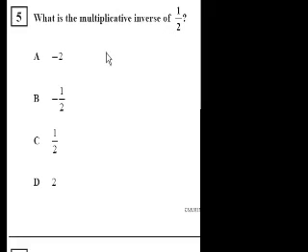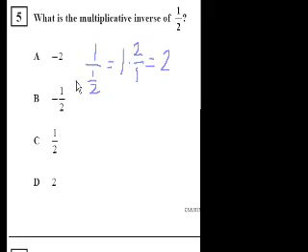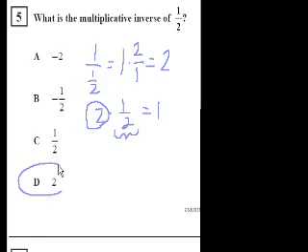So if I multiply 1/2 by, well, the inverse of 1/2, say 1 over 1/2, that's the same thing as 1 times 2 over 1, which is equal to 2. Or another way to think of it is 2 times 1/2 is equal to 1. So the multiplicative inverse of 1/2 is just 2. And that's choice D.